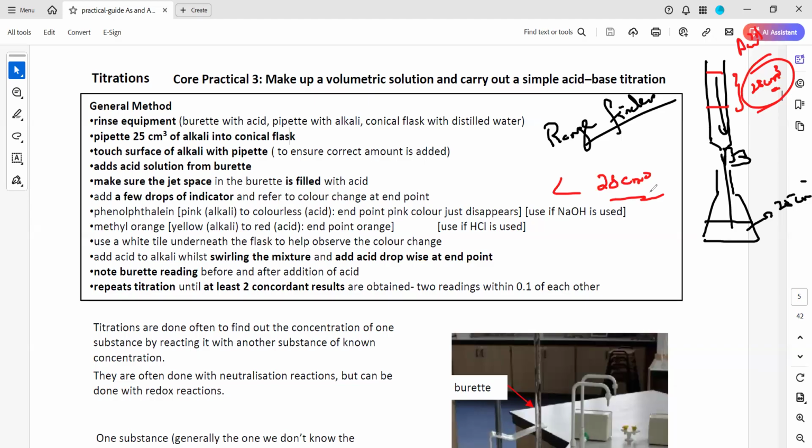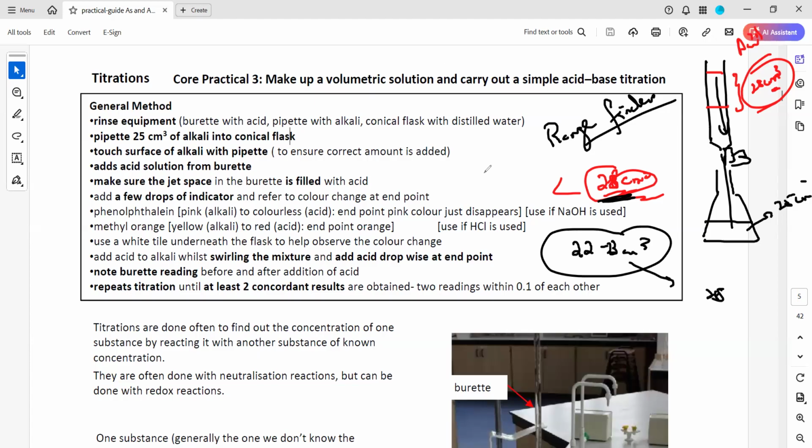So what is the use of doing this? Let's say I worked out this range finder and I got around 28 cm cube. I know that the range is 28 or less. So when I add the first 22 or 23 cm cube, I'll add them quickly. But when I move from 23 to 28, I will add drop by drop, in very small quantities.